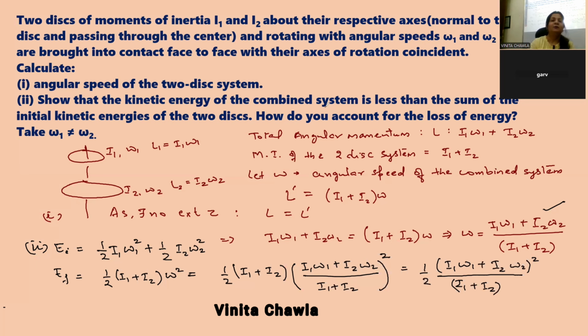We have to prove that kinetic energy of the combined system, that is EF, is less than the sum of the initial kinetic energies of the two disks. For this, we need to subtract these two and see what we get. So we can do EI minus EF because there is loss of energy, है ना? If we assume loss of energy, initial will be greater and final will be smaller, so we should always subtract the smaller quantity from the greater quantity.